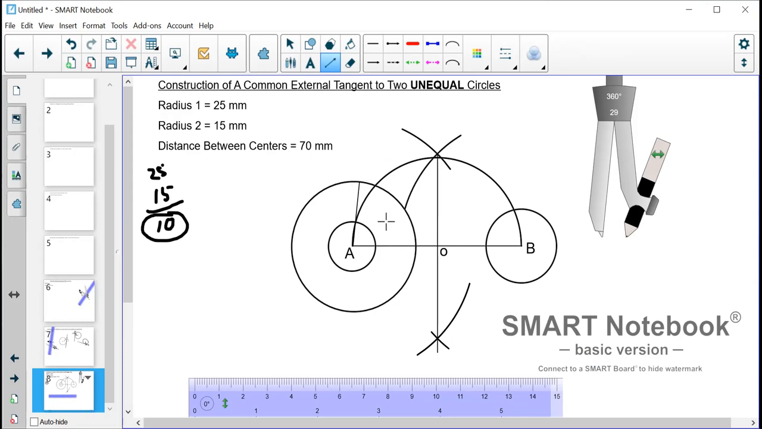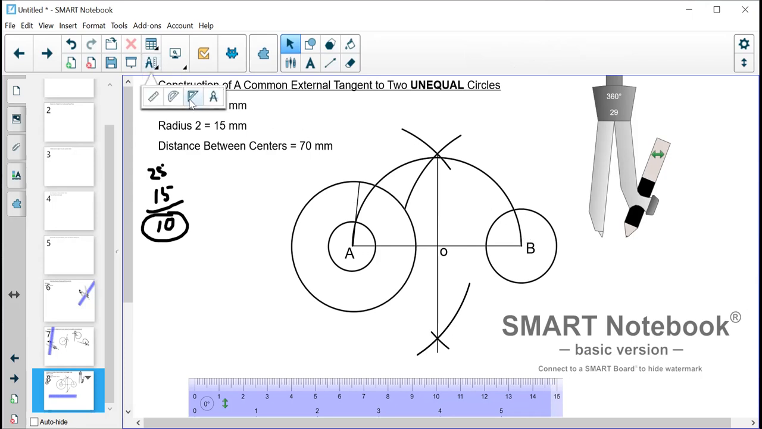Now we have to get another normal for the other circle, because remember, we want to construct one tangent that is touching both circles. So it means that we have 2 normals, one for this large circle and one for the other circle. In getting this other normal, it must be parallel to the one we have here already, and it must be drawn from B.